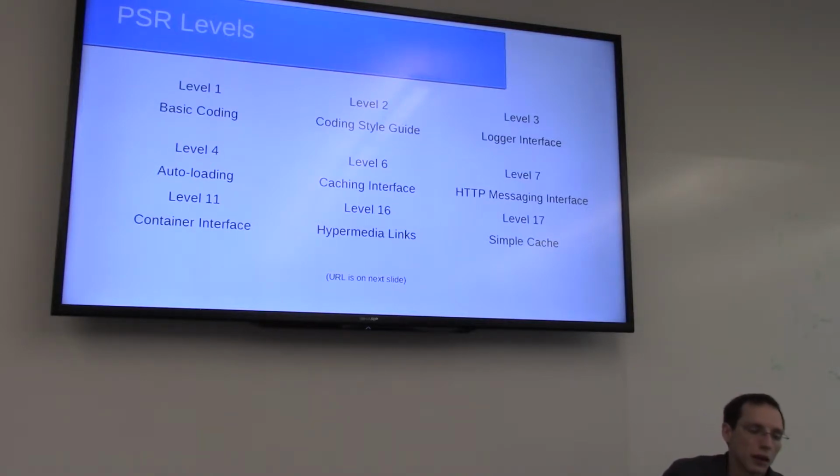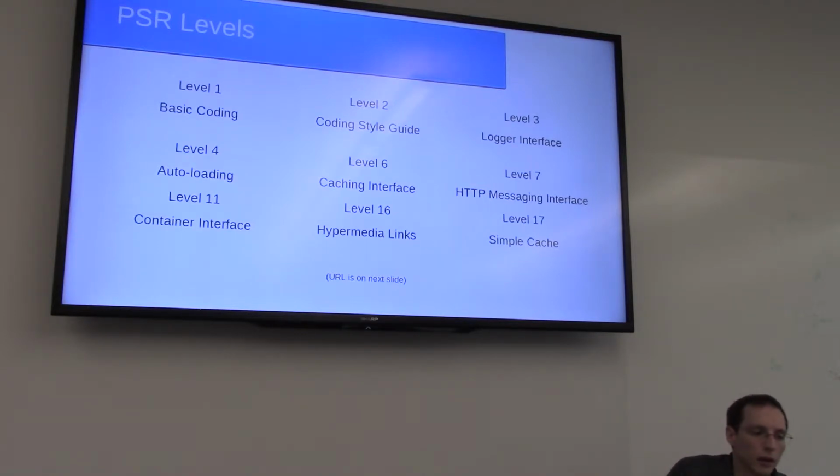Level 3 strictly deals with logging. Level 4 is auto-loading. Level 0, which is not on here, was auto-loading, but it has been deprecated in favor of level 4. Does anyone use Laravel, Cake, or Symfony? Those actually use auto-loading level 4 as part of their composer file. So if you go in there and poke at it and it says PSR4 for the auto-loading, that's what it's referring to.